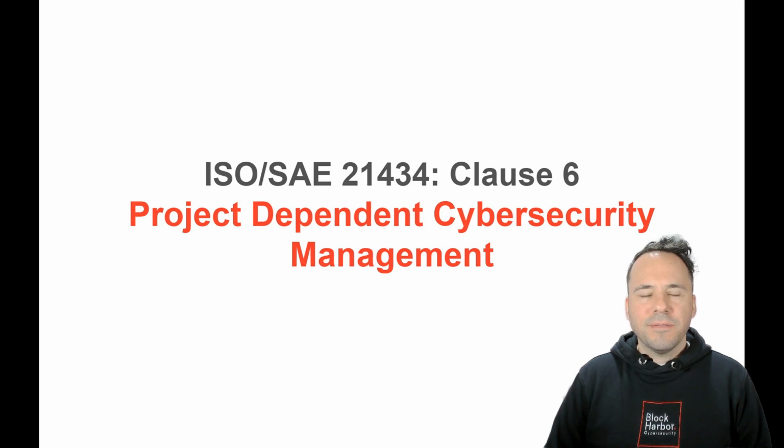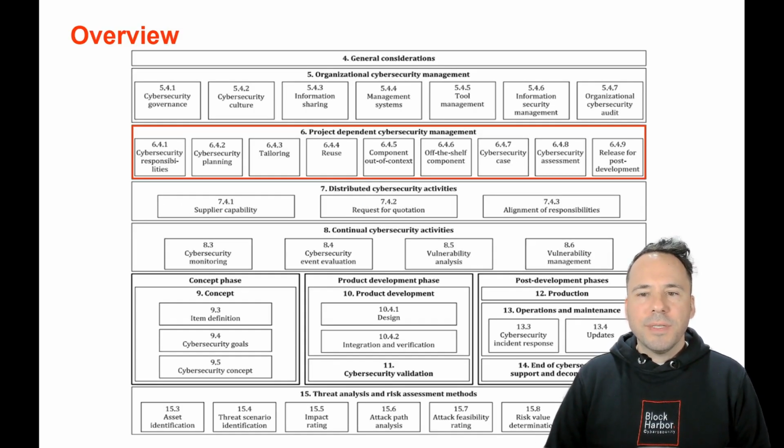Clause 6 of ISO 21434 is titled Project Dependent Cybersecurity Management and deals with, you guessed it, planning and managing the cybersecurity activities throughout the project. The 34 provisions listed in the Requirements and Recommendations section are divided into 9 sections: cybersecurity responsibilities, cybersecurity planning, tailoring, reuse, component out of context, off-the-shelf components, the cybersecurity case, cybersecurity assessment, and release for post-development.